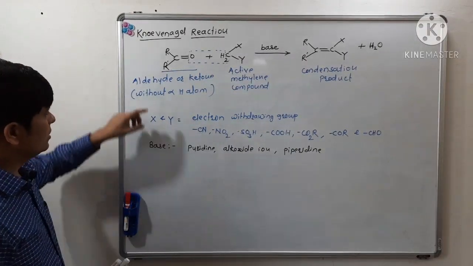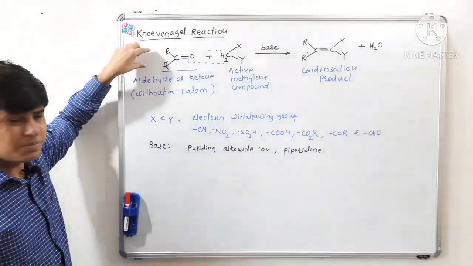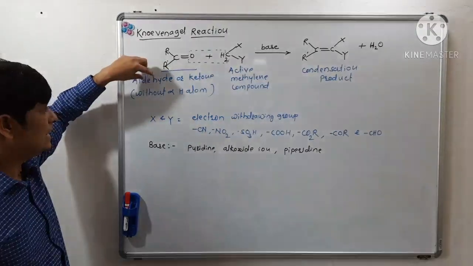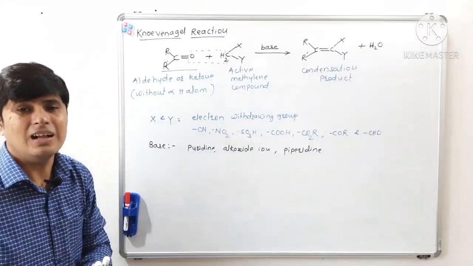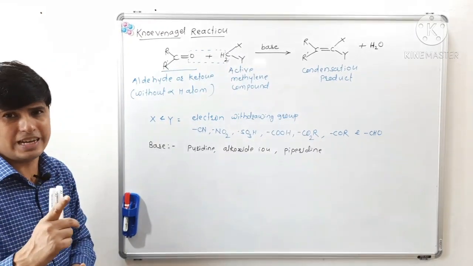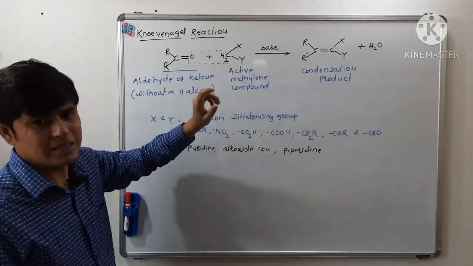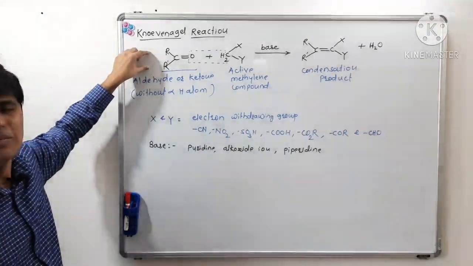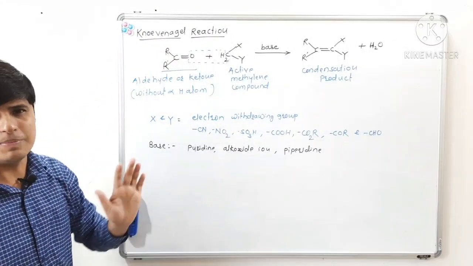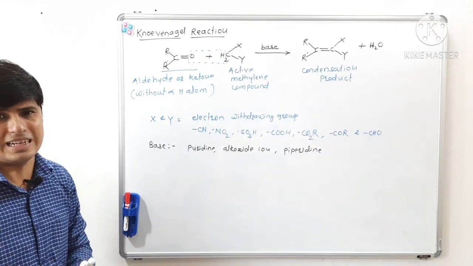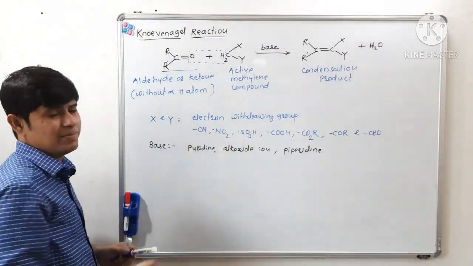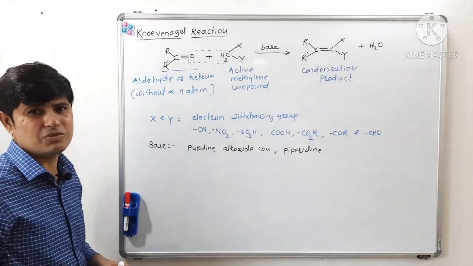Now, have you understood which kind of aldehyde or ketone we can take here? We can take an aldehyde or ketone which is not having alpha hydrogen. We will require only one aldehyde or only one ketone for this reaction, and active methylene compound. That means we cannot take a mixture of aldehyde and ketone. We have to take either benzaldehyde or benzophenone. As a base, we can use pyridine or alkoxide ion.